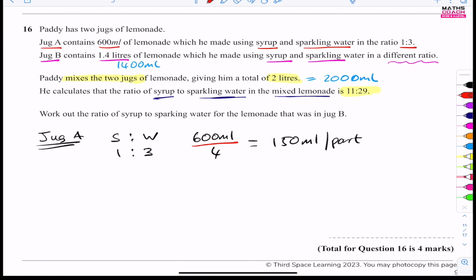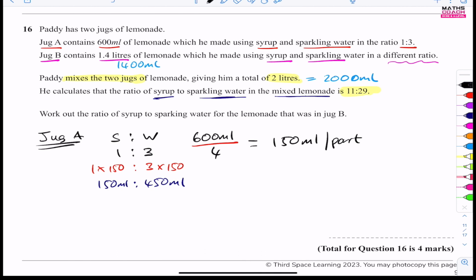So therefore, we can do 1 times 150 and 3 times 150. So 1 times 150 is 150 milliliters and 3 times 150 is 450 milliliters. Okay, so this is how much syrup in jug A in milliliters and sparkling water in milliliters.